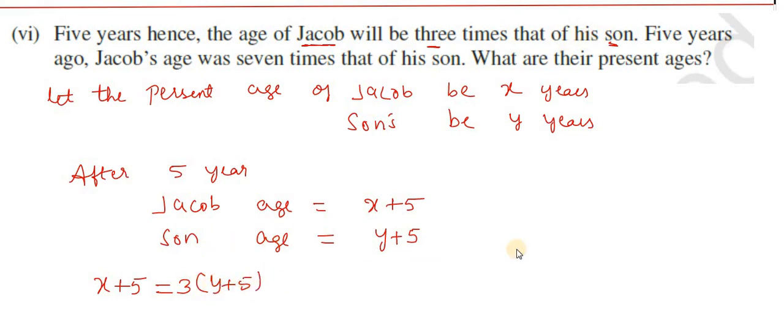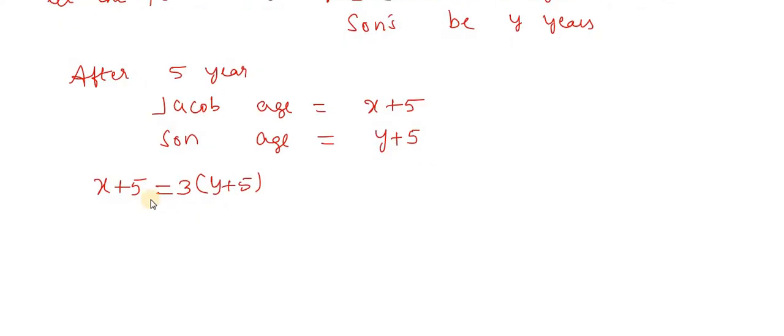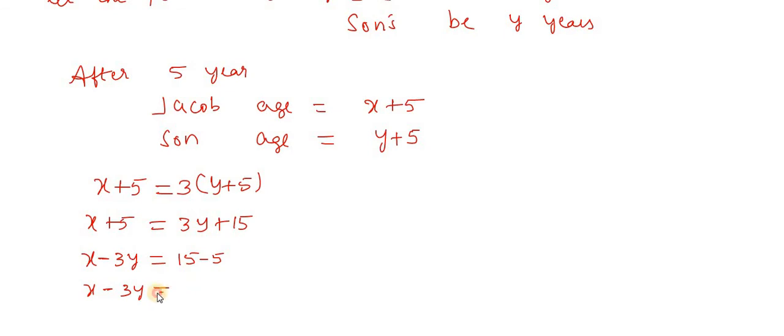Now simplify this, you'll get the equation. Here x plus 5 equals 3y plus 15. So x minus 3y equals 15 minus 5. So x minus 3y equals 10. Call this equation 1.